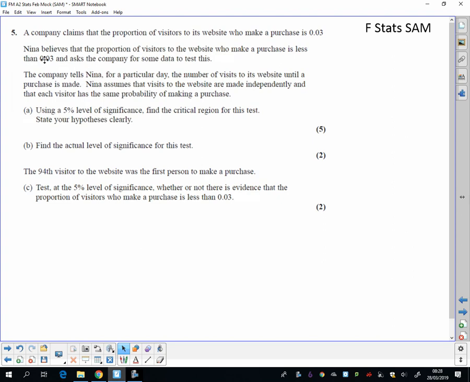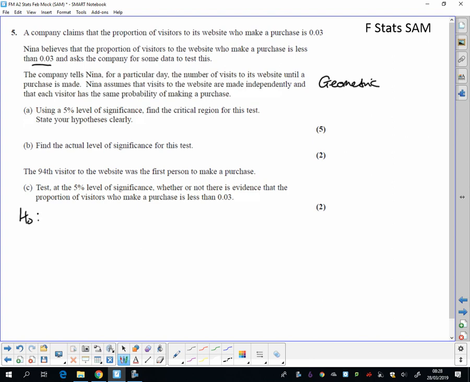Question 5 is a hypothesis test question. So we've got some information about what we want. Nina believes the proportion of visitors to this website who make a purchase is less than 0.03, and they've got some data to test it. Now what they've done is they've counted the number of visits until a purchase is made. So this means we're looking at a geometric distribution, and she wants to test the proportion.